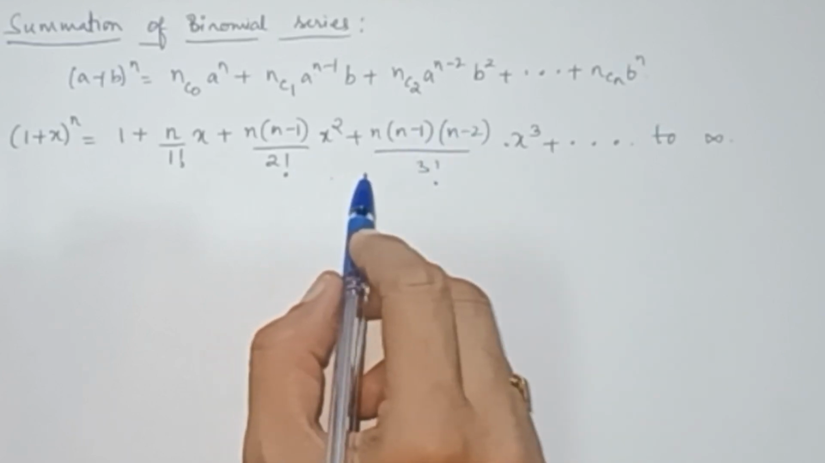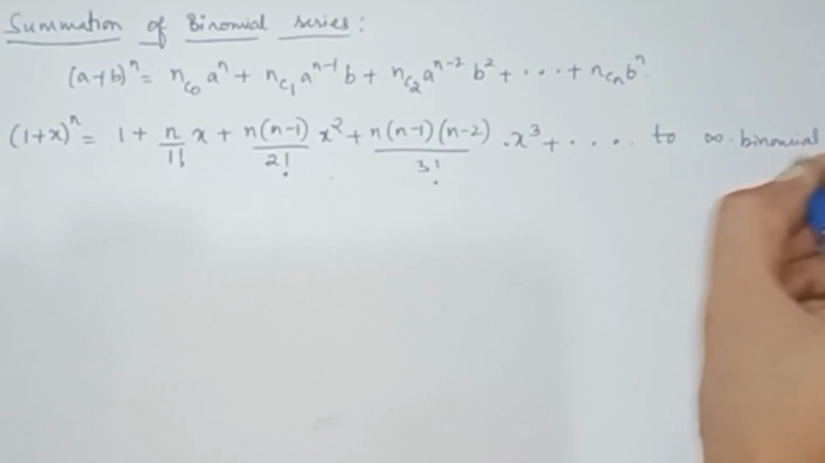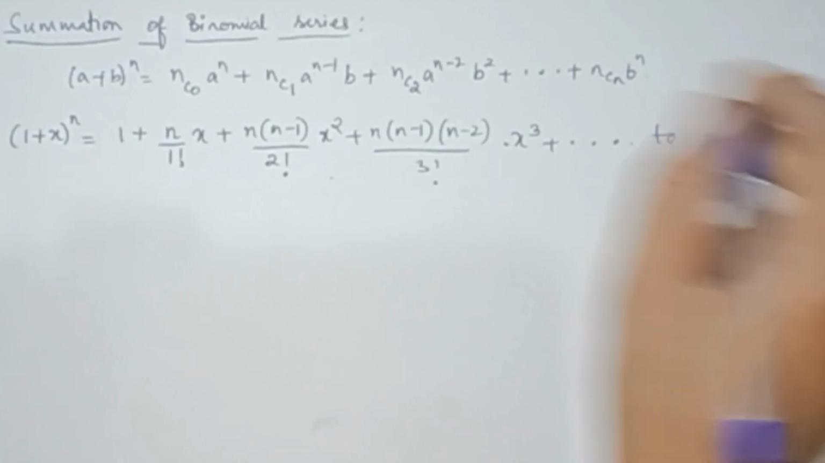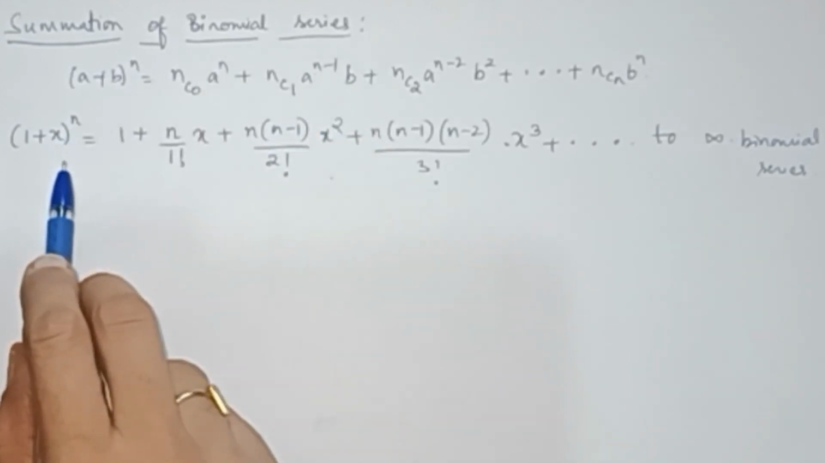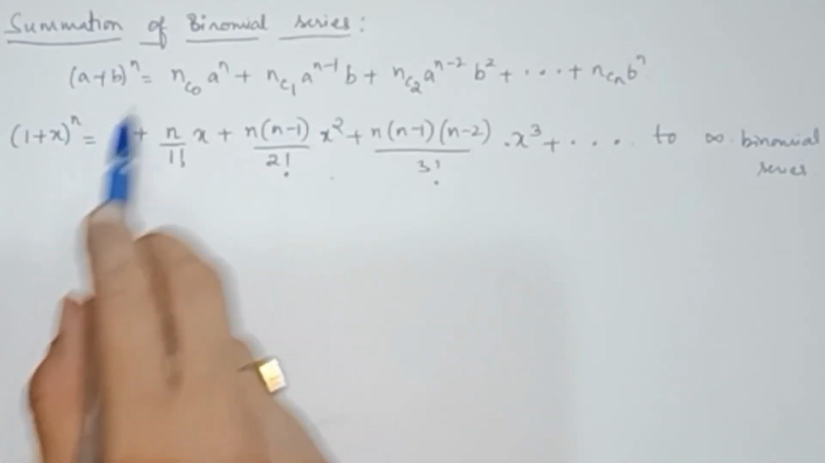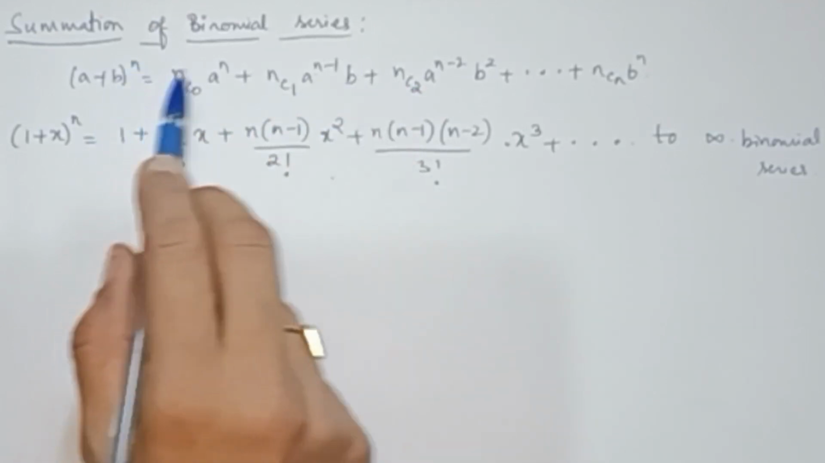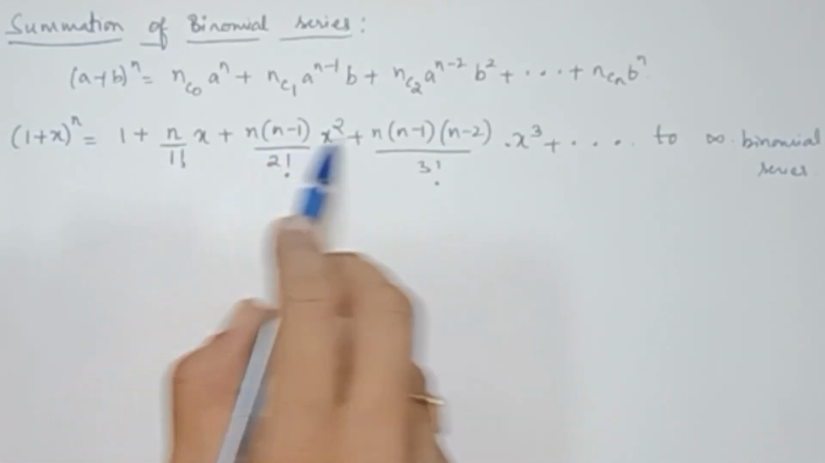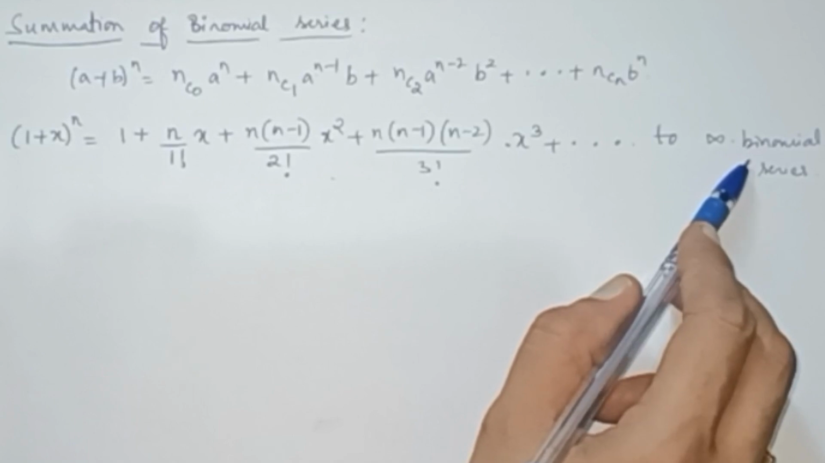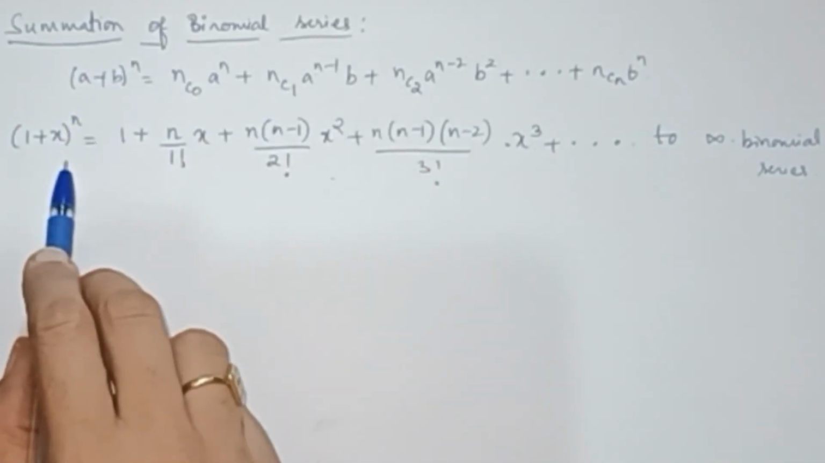Now this series is called the binomial series. Using the same standard binomial expansion, I have defined the binomial series. A binomial expansion of index n has n + 1 terms, but a binomial series has infinite terms. That is the difference between binomial expansion and binomial series.